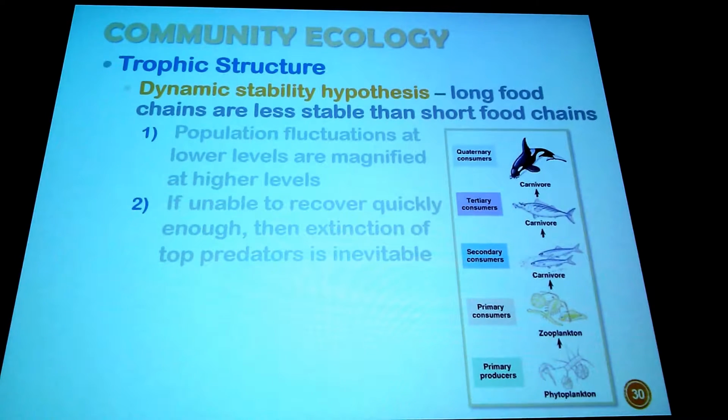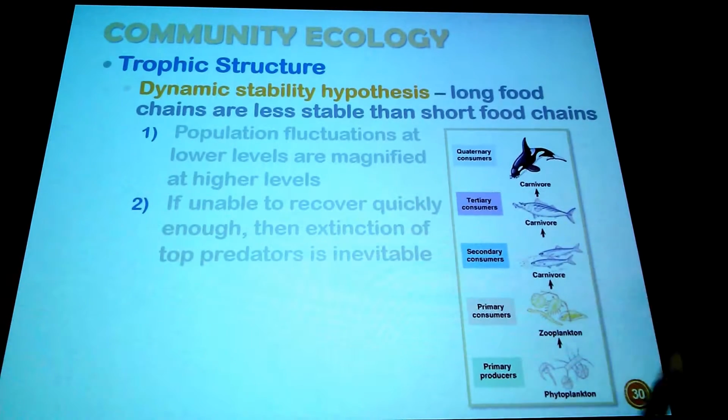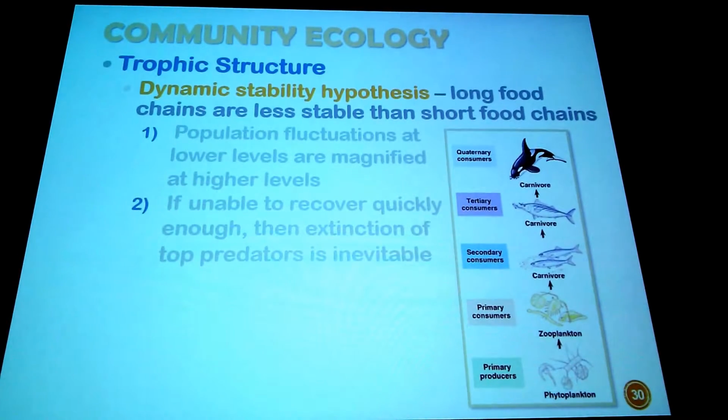If I can't get these fish up to their former numbers quickly enough, then the food chain won't recover. But usually smaller animals, lower life forms, tend to reproduce very quickly in larger numbers.